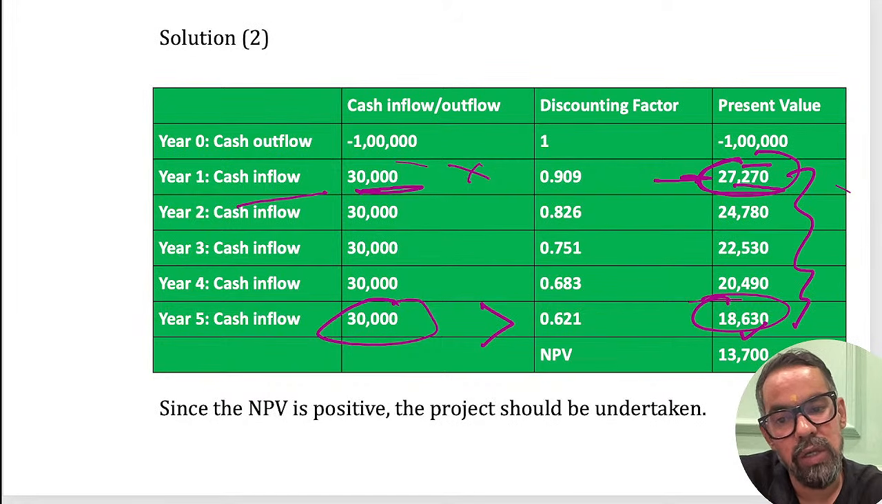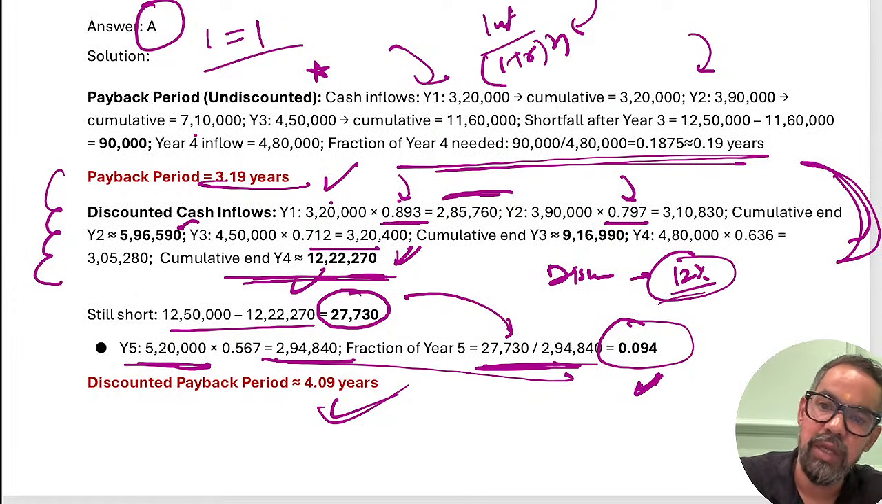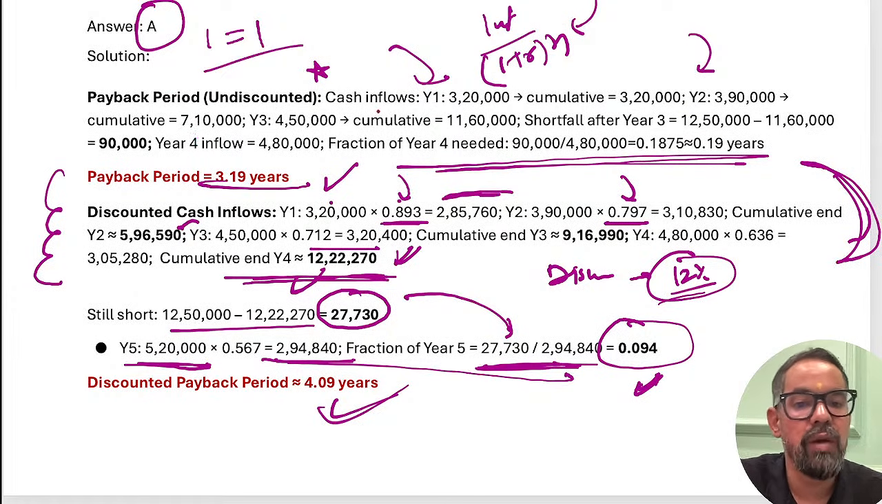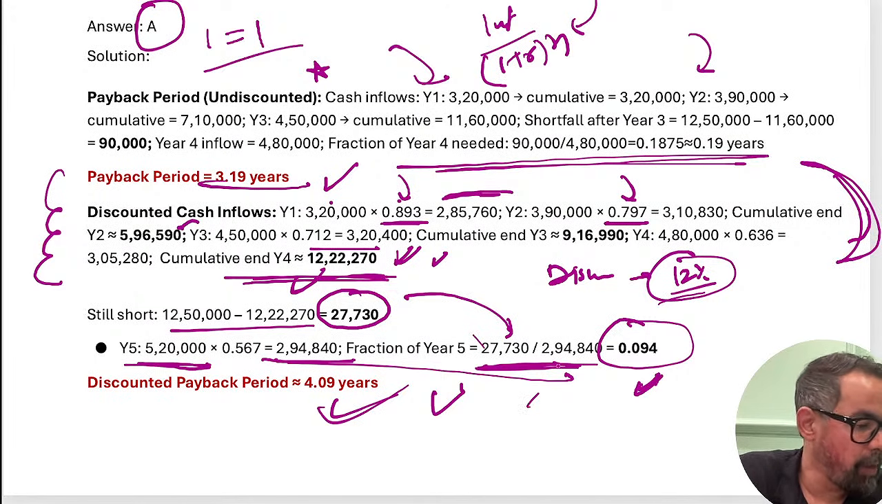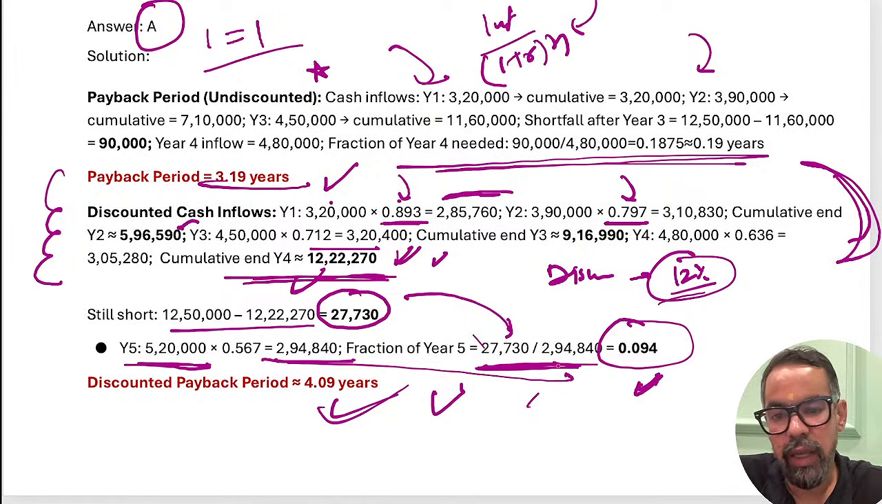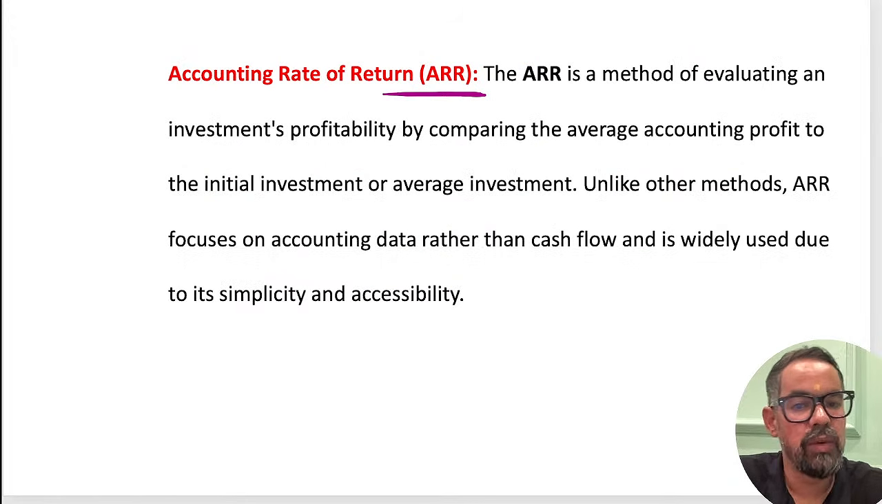Without discounting, obviously the value will show higher. That's why we recover the money within 3 years. With discounting, the future value will be less. That's why it is going into the 5th year. That is the case. Okay, anyone else, guys? Next one we have ARR, accounting rate of return.